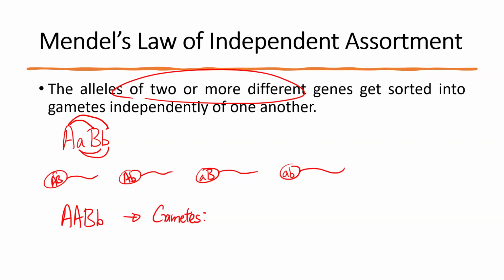Are there 4? I don't know. 2. That's right. Only 2 in this case. Because look, it can be big A and big B, and then it could be big A and big B again, which is the same, right? So I don't need to write it again. Only 2. Okay?